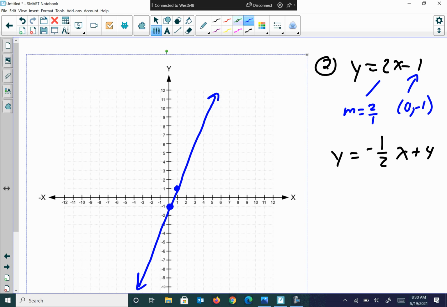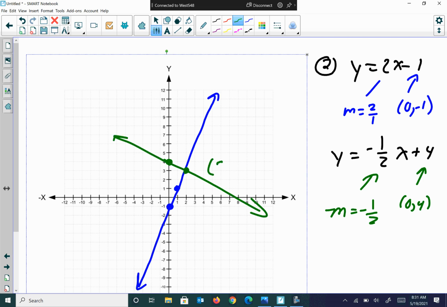And then the second problem, same idea. Here's a y-intercept at 0, 4, and I have a slope of -1 over 2. So from this point, I'm going to go down 1, right 2. So this one seemed pretty okay. It looks like 2, 3 is where they cross. So I have 2, 3 as an answer. So that'd be D.